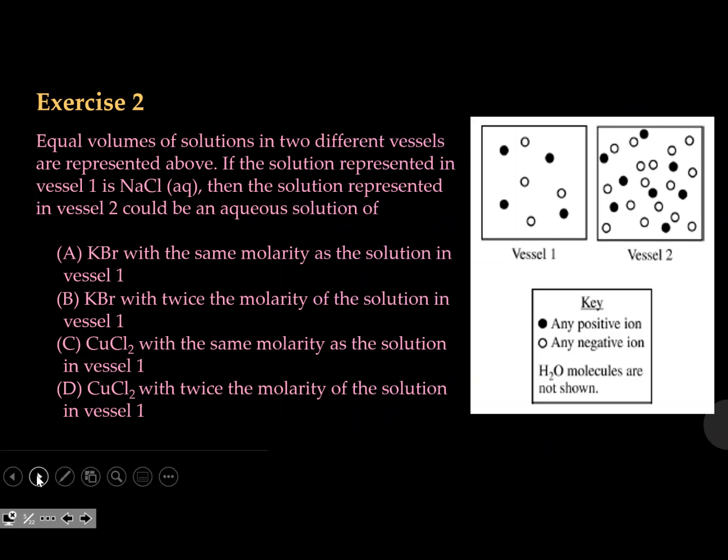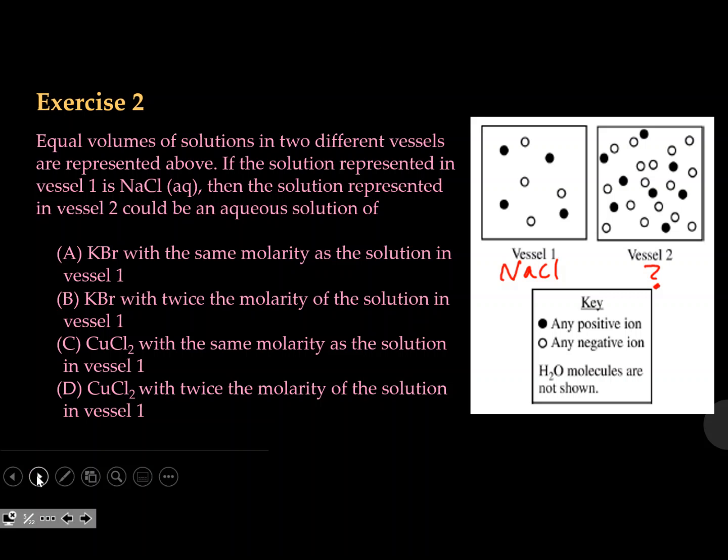All right, so this is one about like the concentration, and you saw some of that actually in the Unit 4 test 2, counting particles and things like that. This could be another one that they give you in multiple choice format. Equal volumes of solutions in 2 different vessels are represented, actually to the right there. The solution represented in vessel 1 is sodium chloride. So this is sodium chloride. The one in vessel 2, we don't know, okay? But we're trying to figure out what it could be.